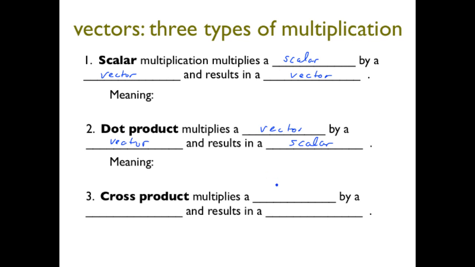Cross product multiplies a vector by a vector and results in a vector. So here's the third type of multiplication we see with vectors. This type is you do a vector times a vector, and you get another vector.